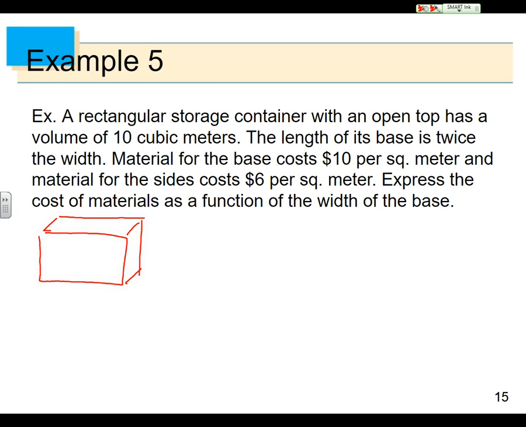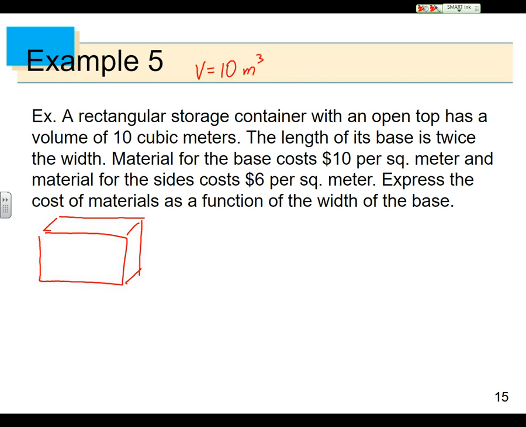I apologize, my lines aren't connecting. It's a little bit off, like I said. It has an open top, and the volume of this whole thing is going to be 10 cubic meters. I'm going to write that up here. Volume equals 10 cubic meters.